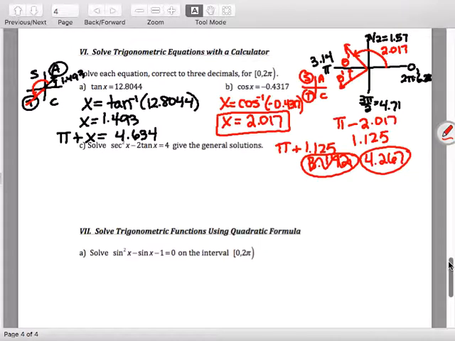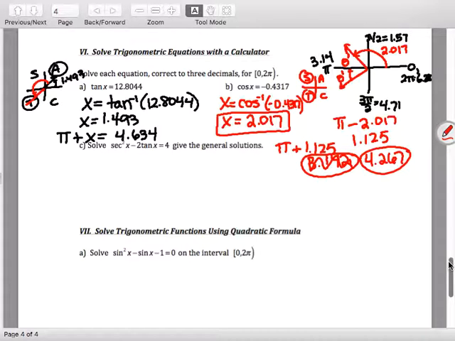Okay? All right, so A and B, we're solving. These are fundamental solutions from 0 to 2 pi. So now I'm going to use the calculator again, but in C, I want to give general solutions. So let's take a look at this. It says solve secant squared x minus 2 tangent x equals 4. All right, there's a problem here. What's the problem? I have 2 different trig functions and it's not factorable with this.